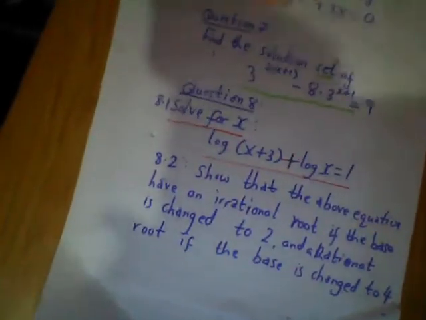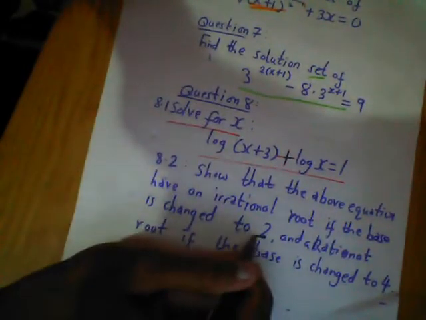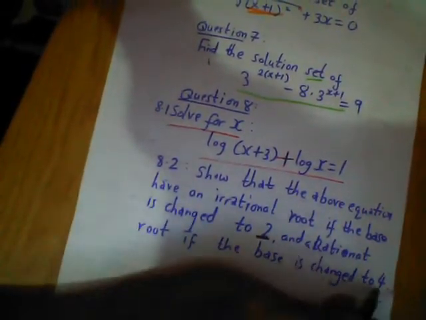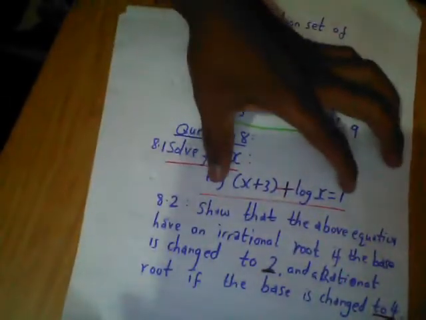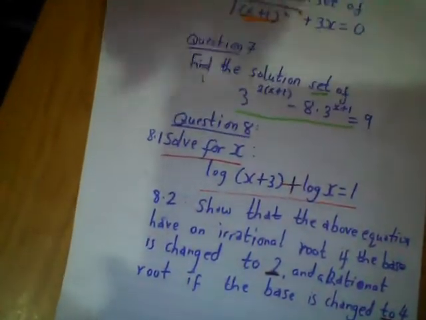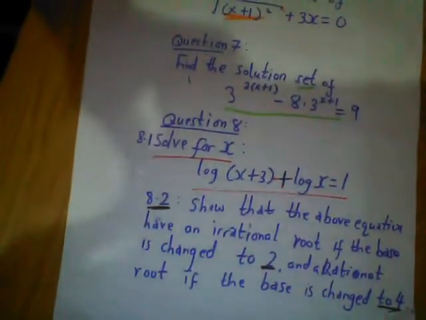So let's go straight away without wasting time. Show that the equation has irrational roots if the base changes from 2 to 4. I have to start with the base 2, take the equation, and then do it on the base 4. Remember, this is 8.2. 8.1 is done already. Check the previous question.